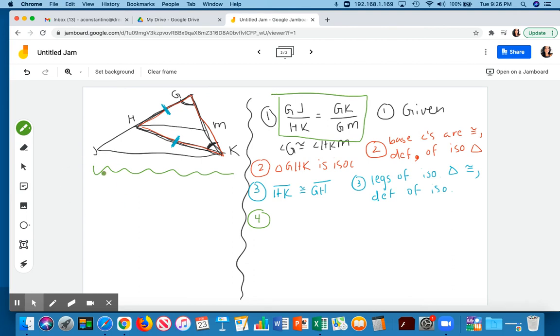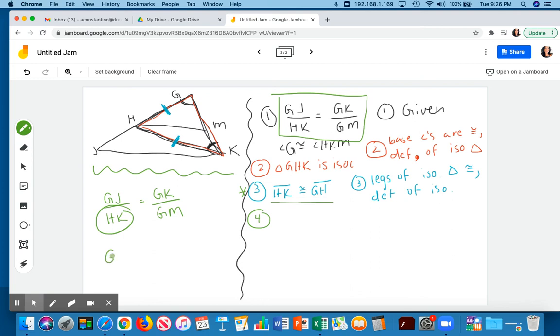Well, we go back to it now. And so I'll write this. Originally we had GJ over HK equals GK over GM. All right, well, in step 3, we basically said that HK and GH are equal to each other. So what you do is you're going to actually substitute GH for HK, right? We said they were equal to each other.